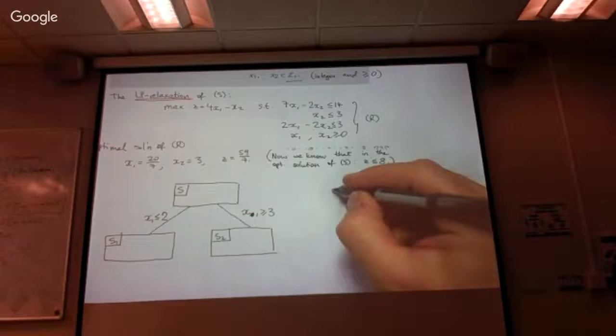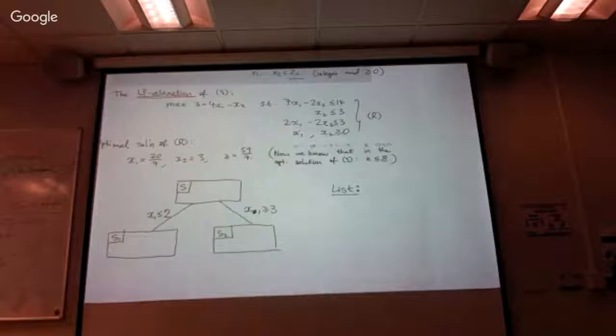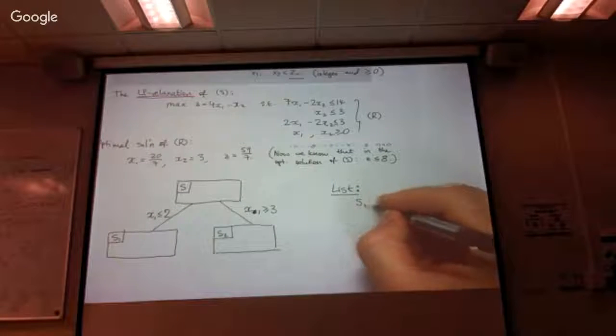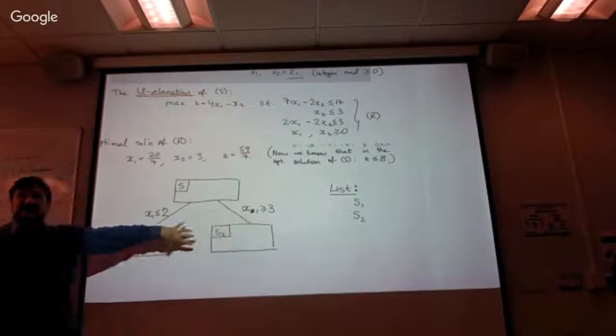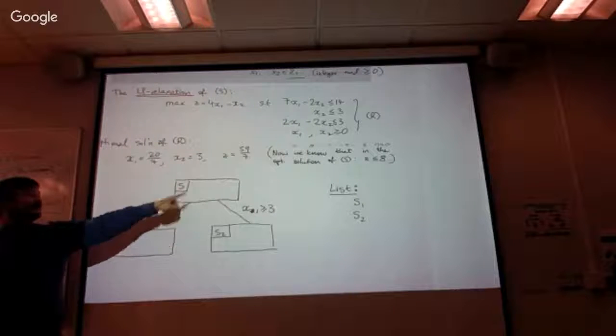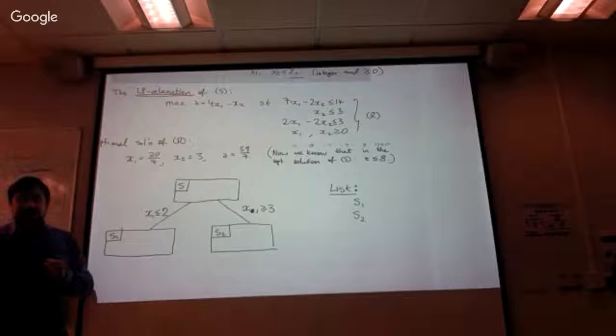Now we have a list. And on this list, we have S1 and S2. And those are the problems that we haven't solved yet. And once we've solved both S1 and S2, we will know what the optimal solution is of our problem, because we get an optimal solution of S1 and an optimal solution of S2, and look at whichever is better of the two. That would be our optimal solution. Okay, that's the same idea as last week.